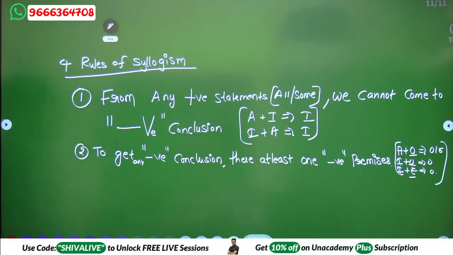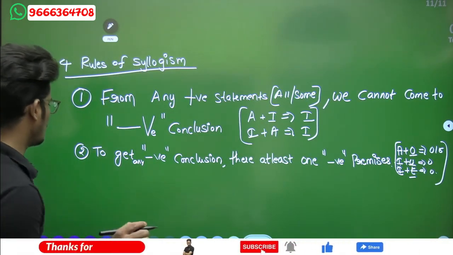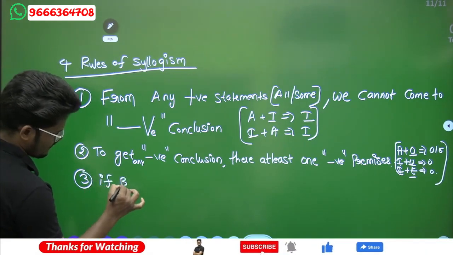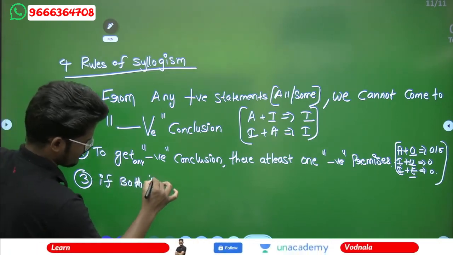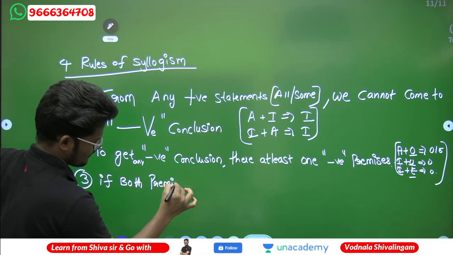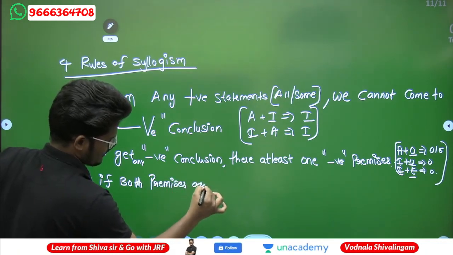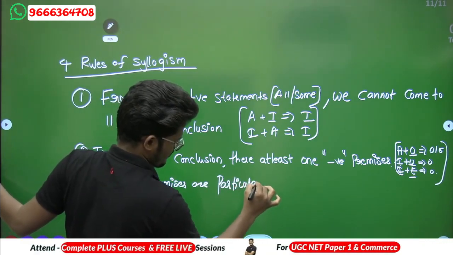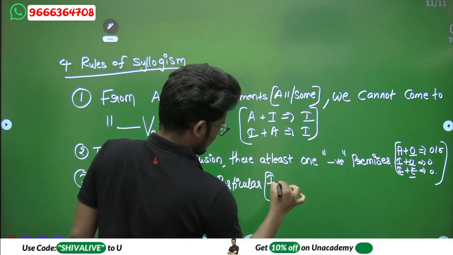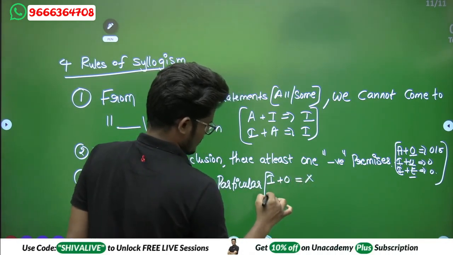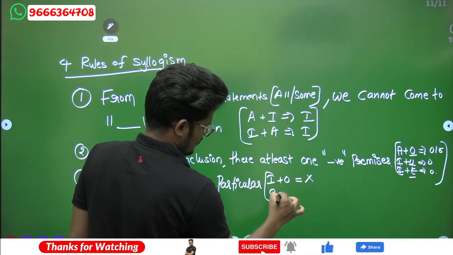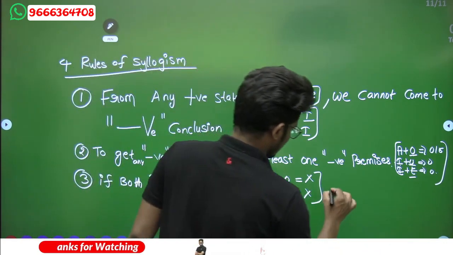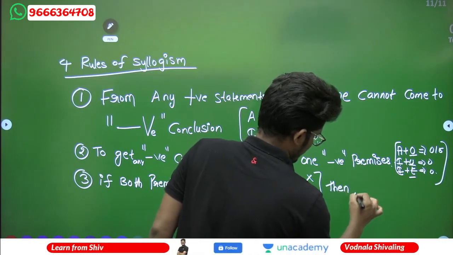And the third one is that if both the statements are particular, no conclusion can be drawn. If both the premises are particular, that is I plus O, no conclusion, and O plus I, no conclusion. These are the 2 cases. If both the premises are particular, then no conclusion.